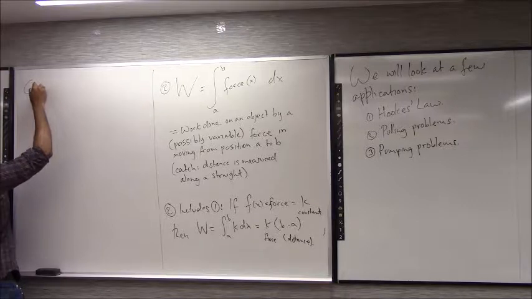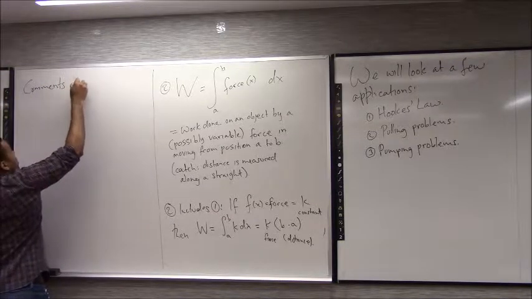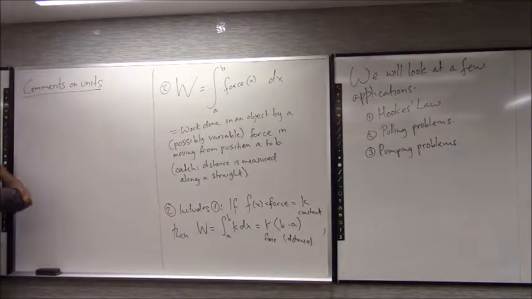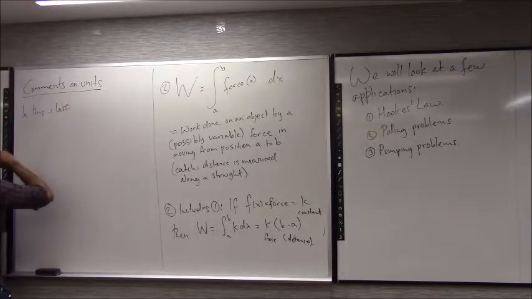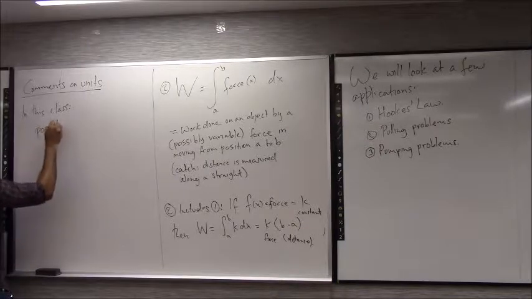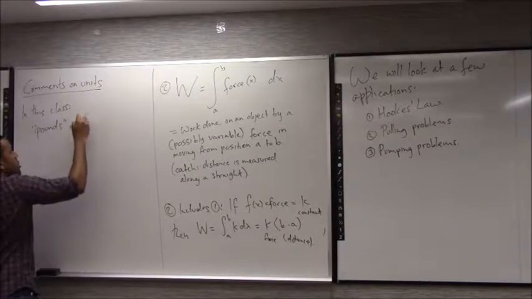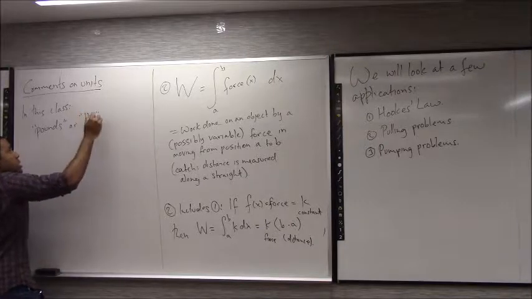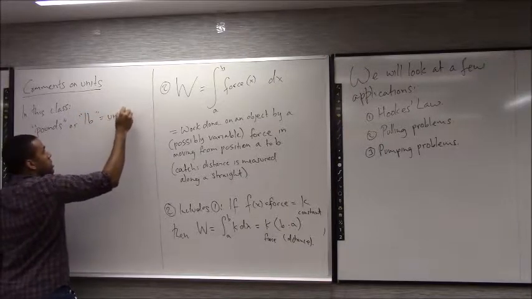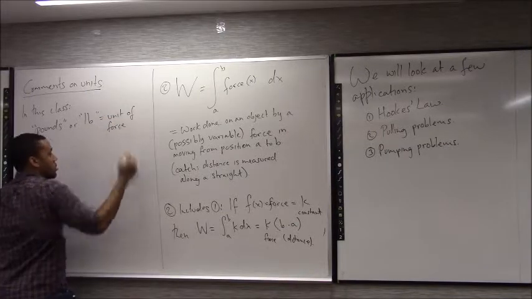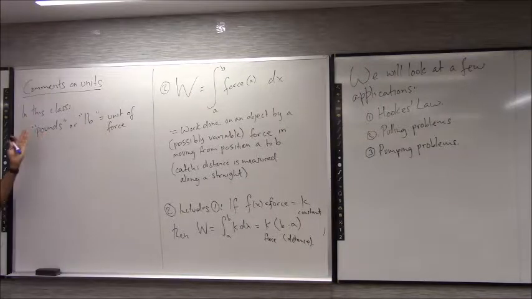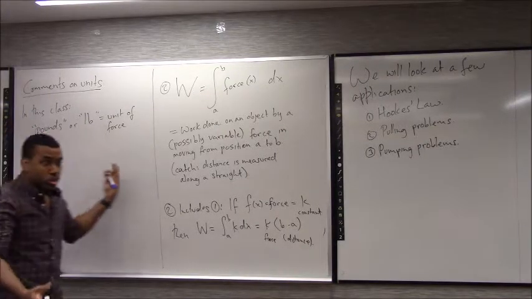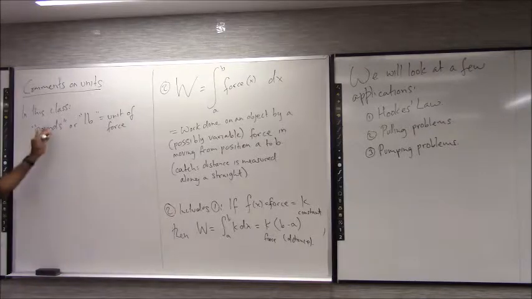Also, there are a few comments on units in this class. When you see the word pounds, or LB is the shorthand for it, this is a unit of force in the empirical system. It's kind of complicated. There are so many variations on this unit, it's not even funny. There's pounds and pounds force and pound mass, but we're going to keep it simple. Whenever you see pounds, you can think of that as a unit of force.